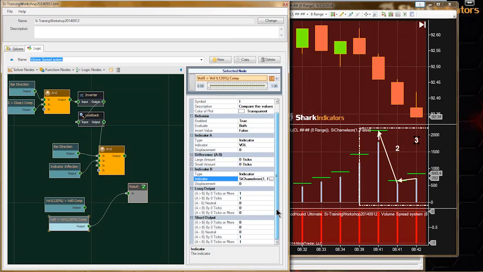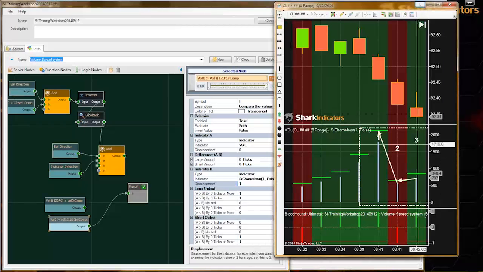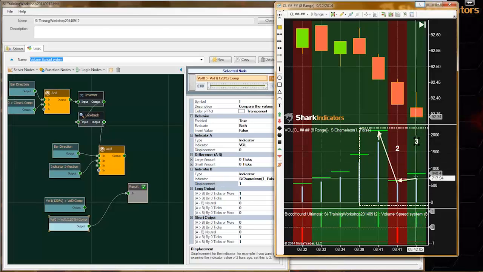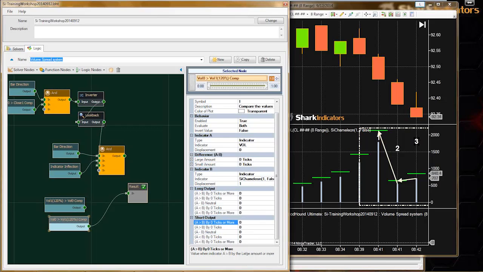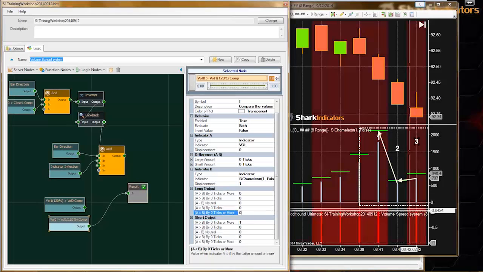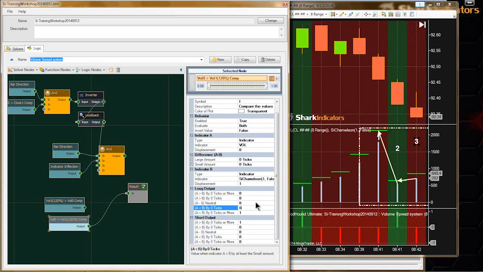And let's see, oh, one more thing. Change the displacement here. And so look, on volume bar 3 here, once again we got a long output. So I need to change things around again. Let's set this to 0. Set our short outputs to 0. And I believe that's the output we want. And yes, there we go.